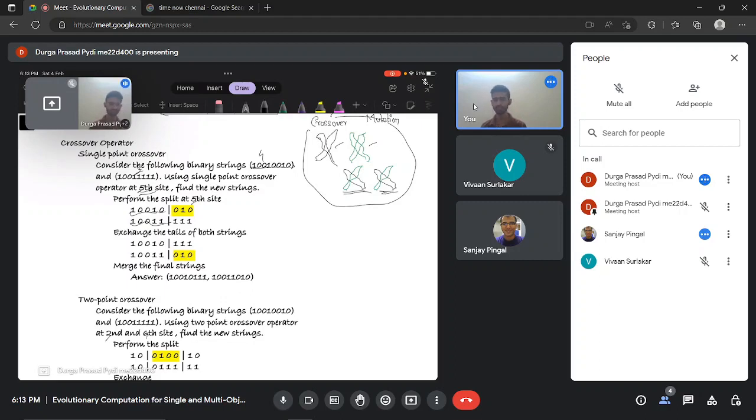You can extend the same idea to multi-point crossover, where you have more than 2 points. Like if you have 3 different points, say we have an example. I think you will find a similar question in your assignment as well. So consider these 2 chromosomes, and I've chosen 3-point crossover. So I'll be having something like this.